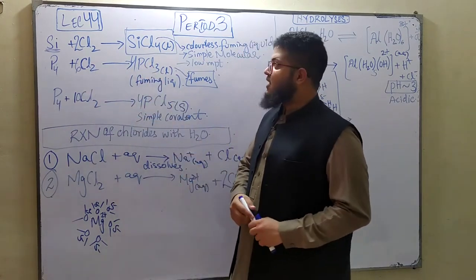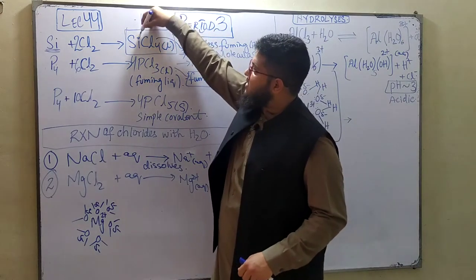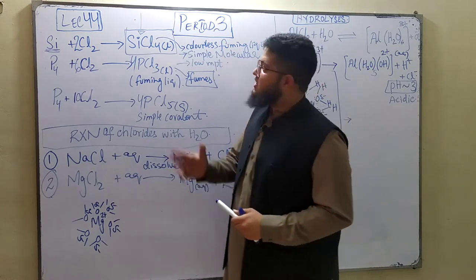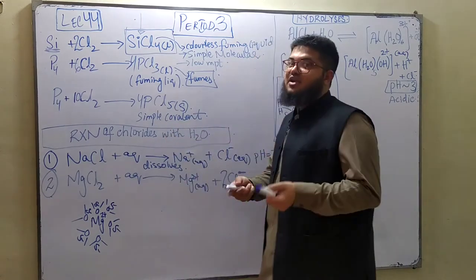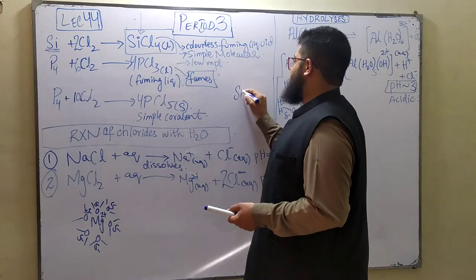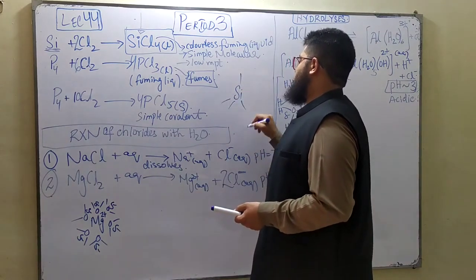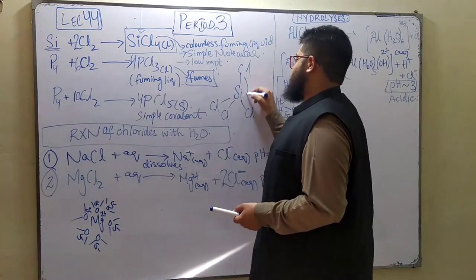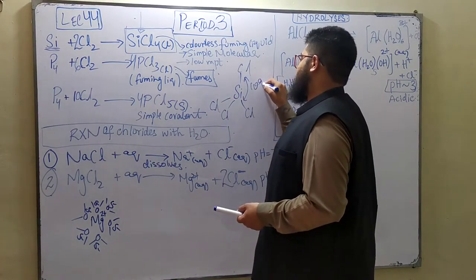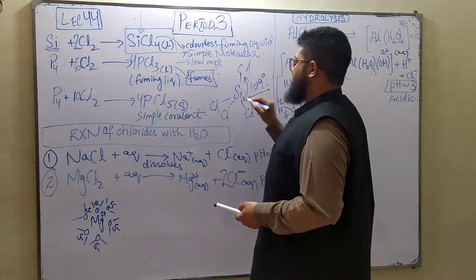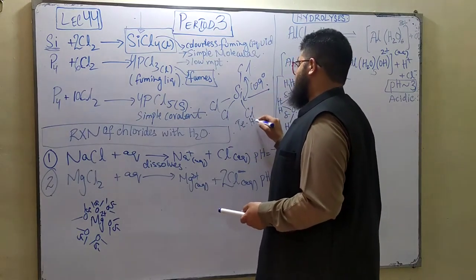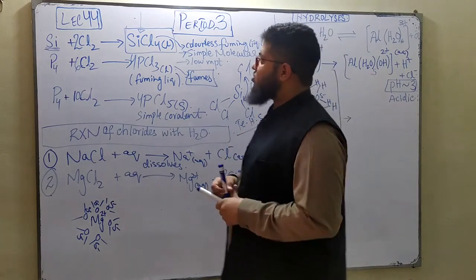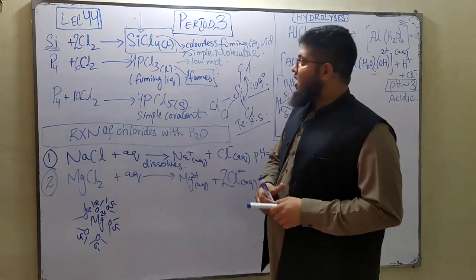By the way, the examiner can actually ask you to suggest the shape of SiCl4. What's the shape of SiCl4? Silicon is tetravalent, right? Tetravalent means it has 4 bonds. 1, 2, 3, 4. 4 bonds and no lone pairs mean that its bond angle is going to be 109.5 degrees, and it's going to be a tetrahedral structure. So silicon tetrachloride is tetrahedral in shape.